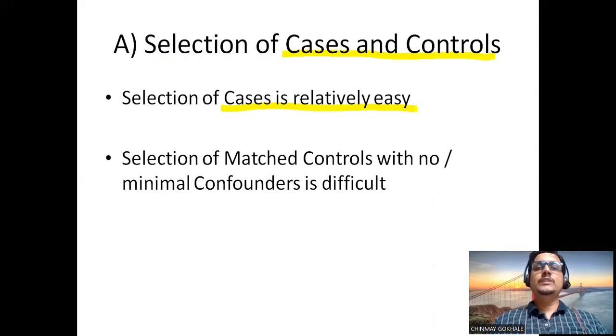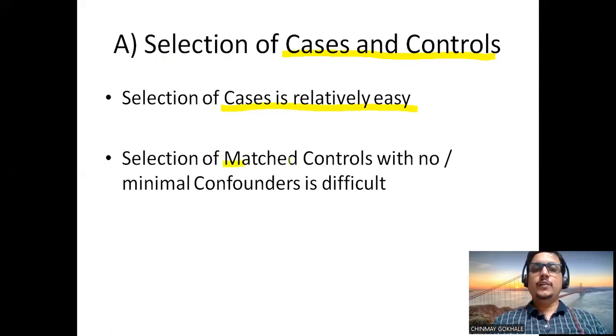Cases are those who have the disease, those who are suffering from disease. So a case of breast cancer or a case of myocardial infarction or a case of any such disease has to be found out. Where will we get this case? Either we will get it from a hospital or from some hospital network or from some hospital registry. So that is relatively easy.